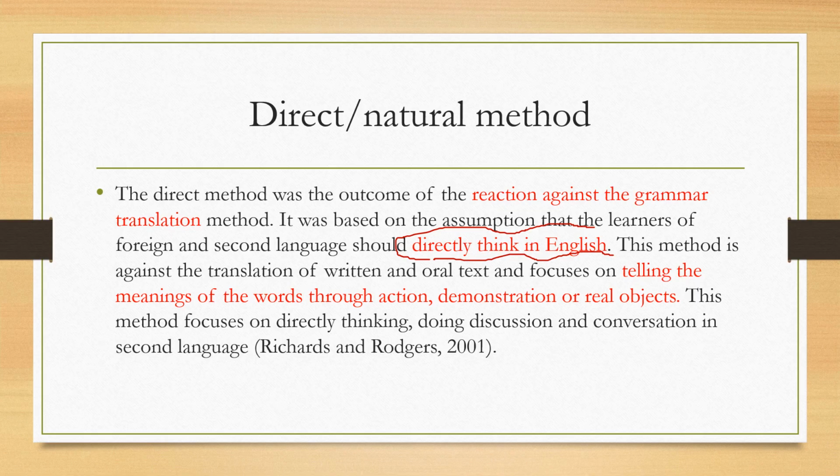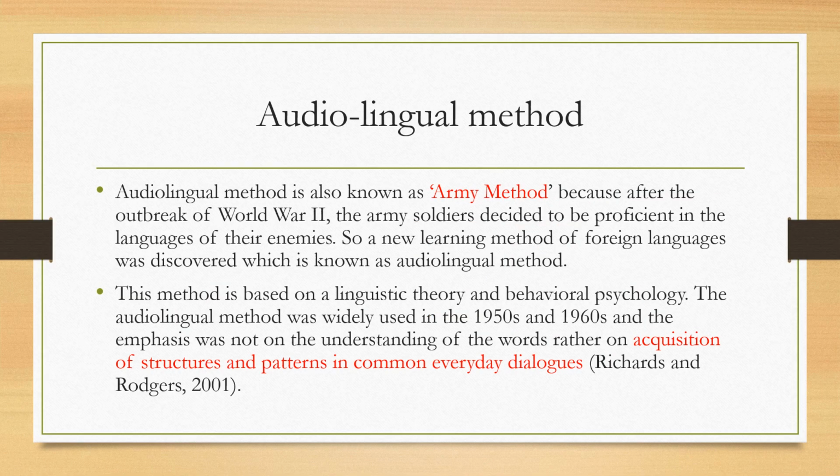So this method is against the translation of written and oral text, and focuses on telling the meanings of words through action or demonstration directly, or real objects. So this method focuses on directly thinking, and doing discussion and conversation in the second language. So when you directly transfer the language, it's likely to be absorbed by the learner, and the output is very quick learning, or a very quick form of language transfer. So let's see what our next method is all about.